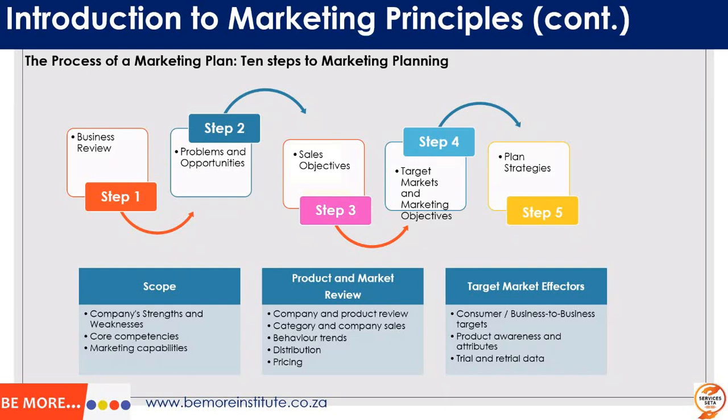And then the blocks at the bottom are how you will actually analyze. We will do it later on, but these are the tools you use, or the kind of things you look at when you do your analysis. For the business review, you will look at the scope. What are the company's strengths, core competences and marketing capabilities? You also look at the market and product review for this particular company. We'll go through the whole process to try and understand what we are talking about.